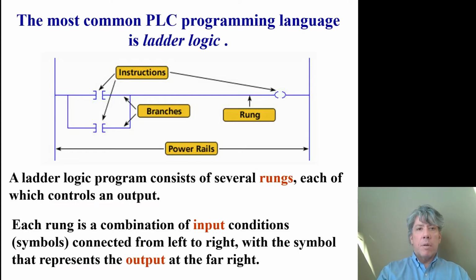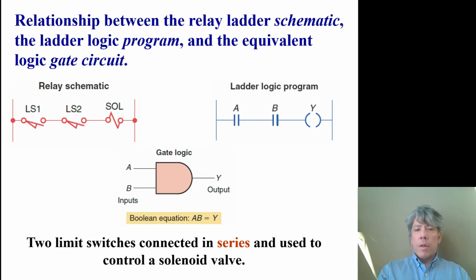In PLCs, the most common way that inputs are converted to outputs is through ladder logic, where you have instructions, branches, the power rail, and rungs, where each rung takes some inputs and determines what an output on the right hand side should be. There are many different ways to create logic. One way is with a ladder logic program, but gates can also be used to make logic. So logic gates, AND, OR and NOT functions on little semiconductor chips, can also make logic functions.